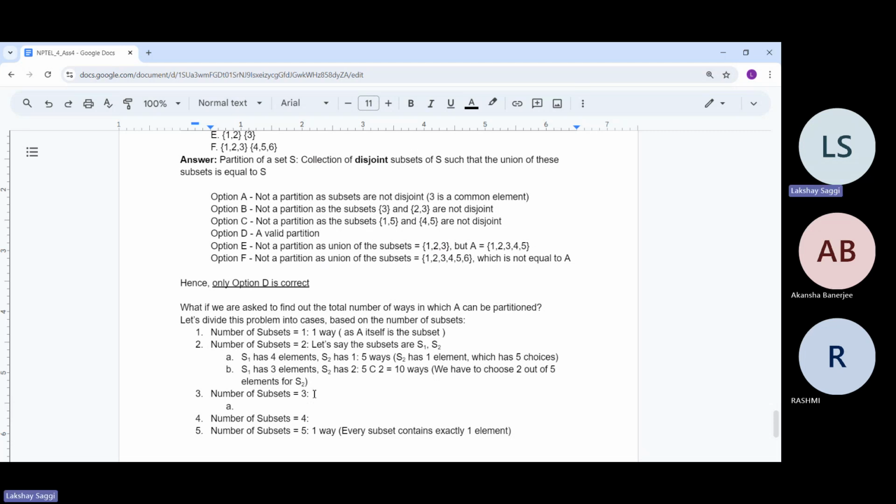Maybe I think we should, I'm just cheating a bit here, but let's not find it for this array A1, this set 1, 2, 3, 4, 5, because you see that there will be a lot more cases here. Because now if the number of subsets is 3, then we'll have something like S1 has 3 elements, S2 has 1, S3 has 1, and then we'll have to do a lot more calculations.